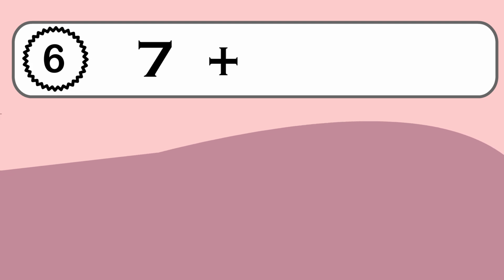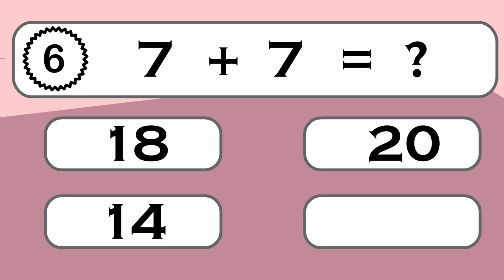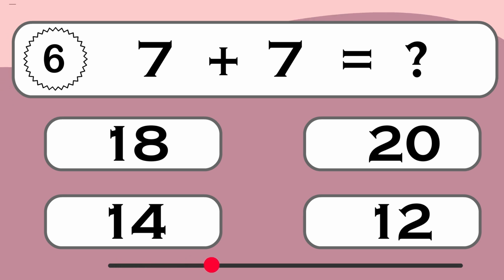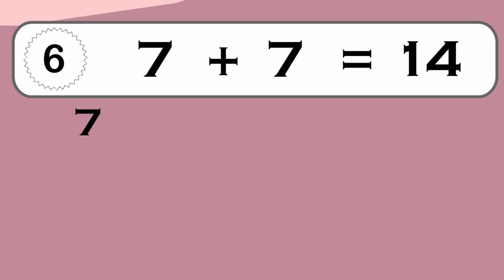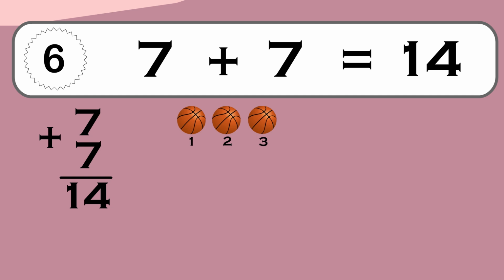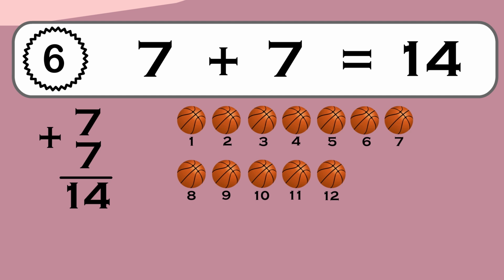7 plus 7 is equal what? Seven plus 7 is equal 14. Let's count it. 1, 2, 3, 4, 5, 6, 7, 8, 9, 10, 11, 12, 13, 14.